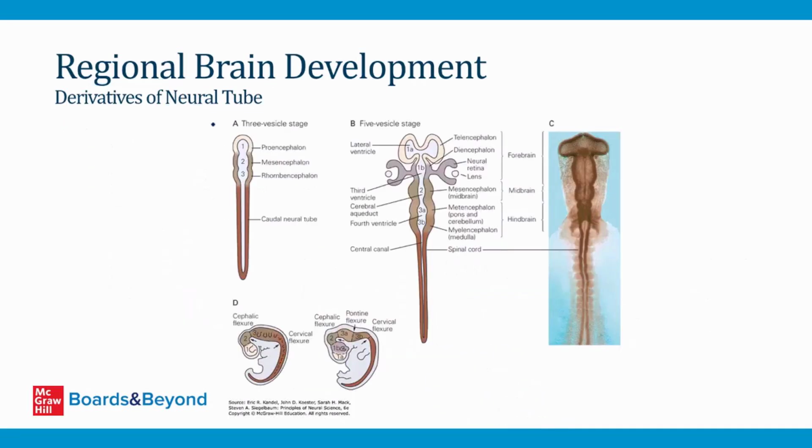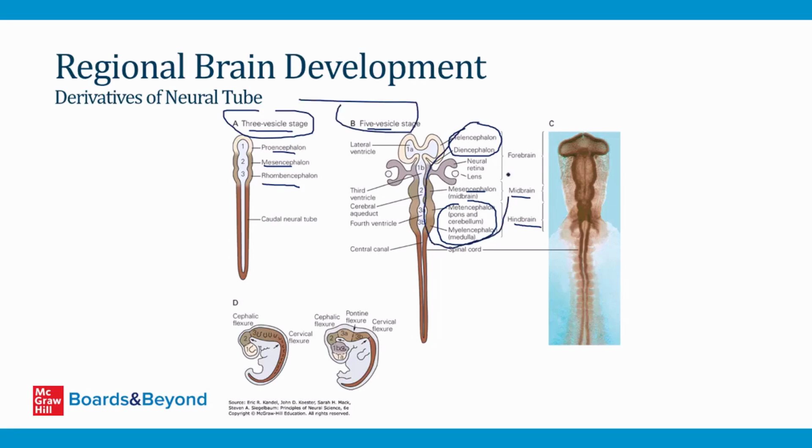And here's another diagram just to make this clear. This is the three vesicle stage with the prosencephalon, mesencephalon, and rhombencephalon. Then later on in development, you reach the five vesicle stage where you have the telencephalon and diencephalon up at the top. That's going to form the brain. The midbrain is going to be formed from the mesencephalon, and the hindbrain is going to go on to form the pons and the cerebellum and the medulla of the brainstem. And so from this 3-vesicle stage, you get the 5-vesicle stage, and the 5 vesicles develop into the brain and the brainstem. The spinal cord, in case you're wondering, is developed by more caudal portions of the neural tube down here.